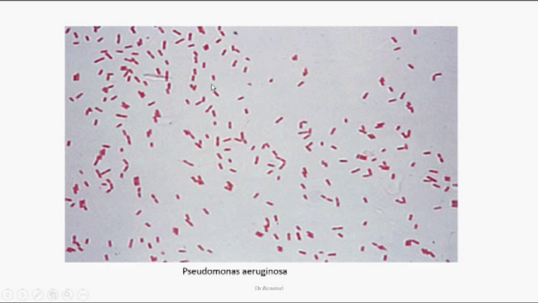In a Gram stain micrograph, we can see this organism as bacilli which are pink or red in color. Most of the time you can see this organism in pairs, rod-shaped gram-negative bacilli in pairs, and sometimes we can see this organism in bunches even.